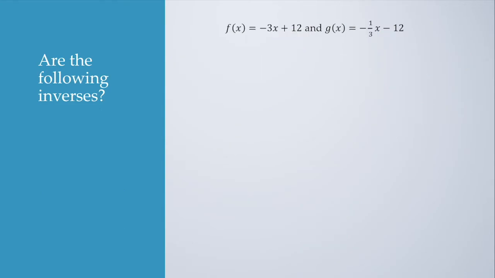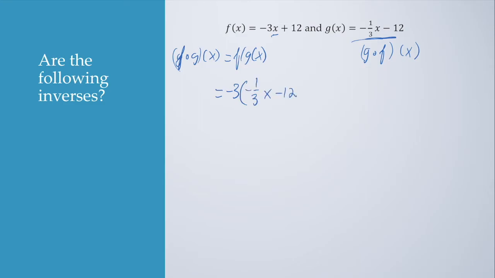Our next example, I have f of x equals negative 3x plus 12, and g of x is negative 1/3 x minus 12. So I've got f composed with g of x, and I need to find g composed with f of x. So this is f of g of x. So I'm going to substitute in g of x in for x. So I have negative 3 times negative 1/3 x minus 12 plus 12.